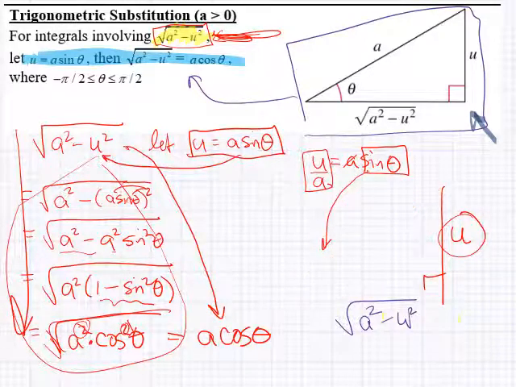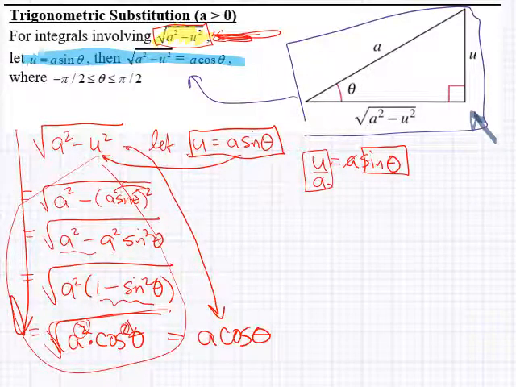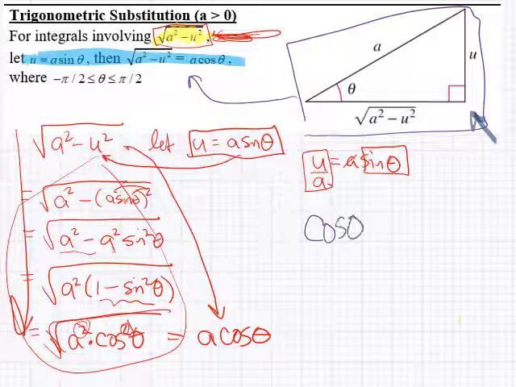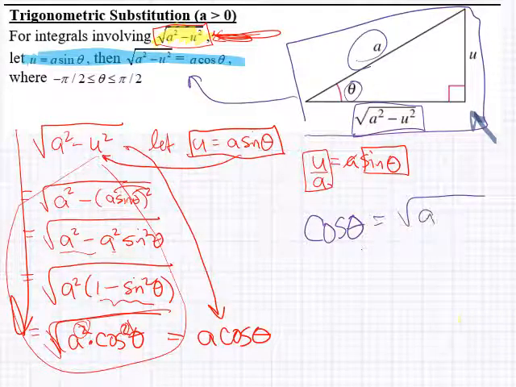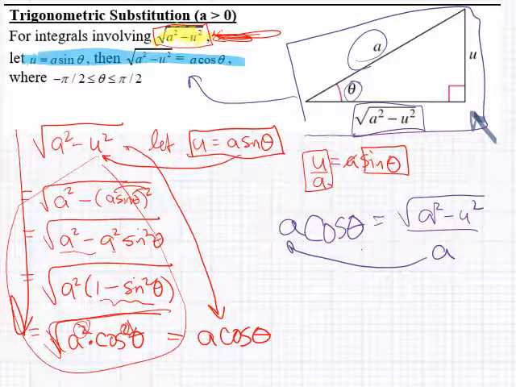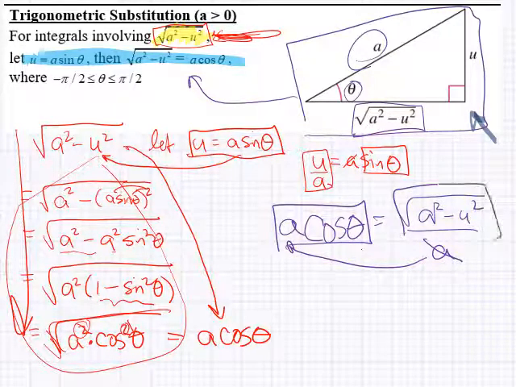Well, the cosine piece comes into play by looking at that triangle and saying, okay, now let me take the cosine of theta. Here's theta. If I were to take the cosine of theta, I need to do the adjacent side over the hypotenuse, which is the square root of a squared minus u squared over a. And then if I move a to the other side of the equation by multiplying, what do I have? I have a cosine theta equals the square root of a squared minus u squared. So that's how you see that equality working out.